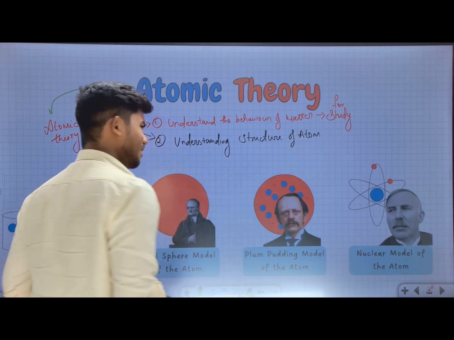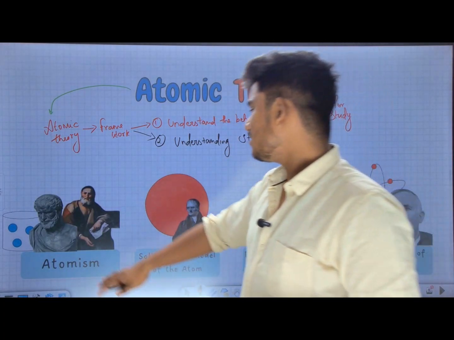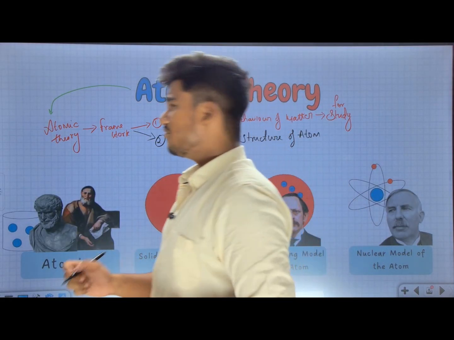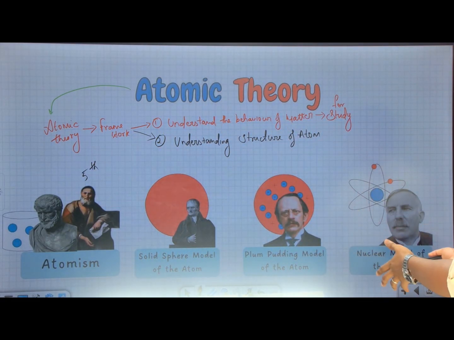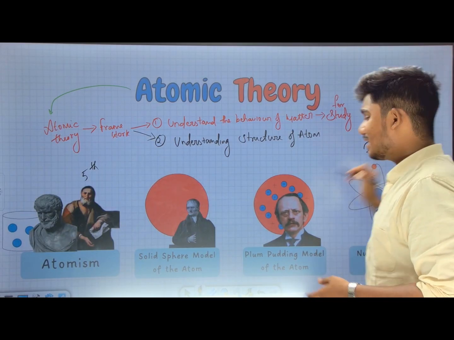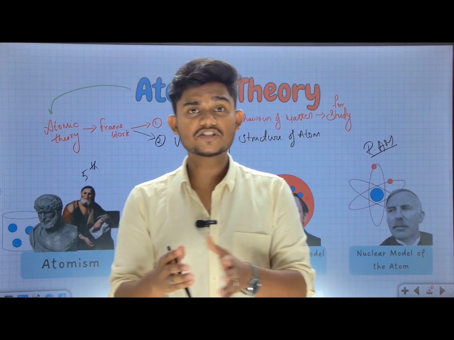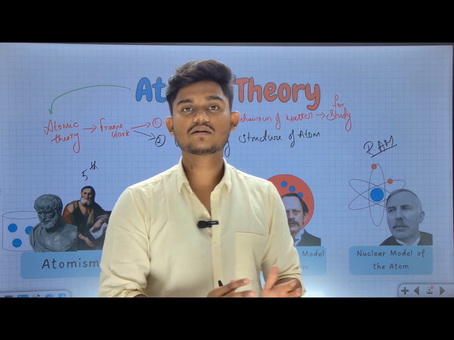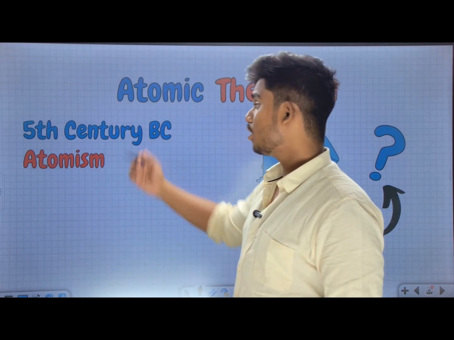So how many atomic theories are actually there? The n number of atomic theories, starting from the very first atomic theory, that is the theory of atomism, which was somewhere around 5th century, to the nuclear model of atom. He has proposed Rutherford's atomic model. So there are multiple atomic models that have been developed in the meantime, and each theory, each model was a masterpiece in itself. So with that, let's move on to the very first theory, theory of atomism.